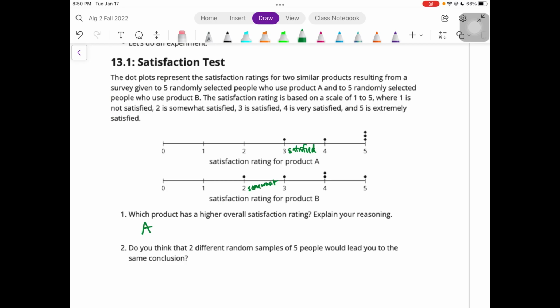If you actually found that mean, you would have, let's see, 3, 4, and this is 15. So that will be, what, 22? Divided by 5, which is about 4.4. And then this one, you have 2, 3, 8, 5. So that's what? 18 divided by 5, which is 3.6. So that's a smaller mean, right? So product A has a higher mean.